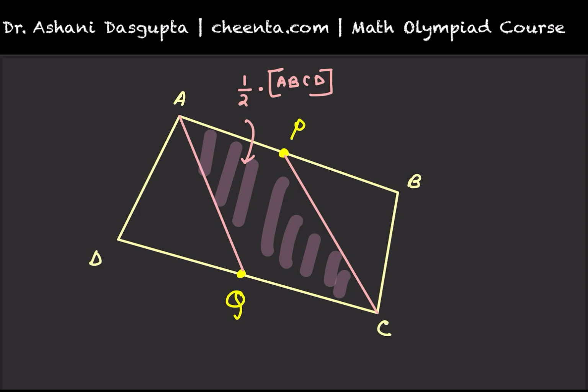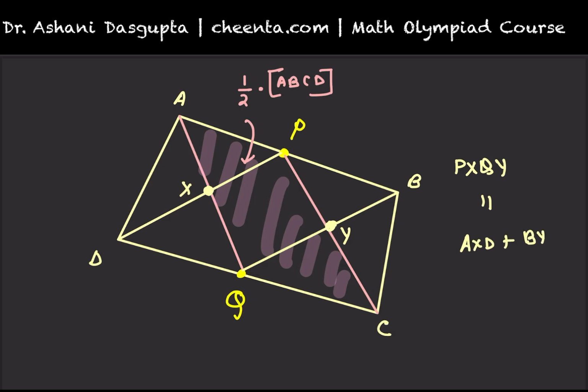Let's look at one such problem today. So this particular problem says that PD and QB are also joined. Show that PXQY is equal to AXD plus BYC. This is the goal. This is what we want to do.